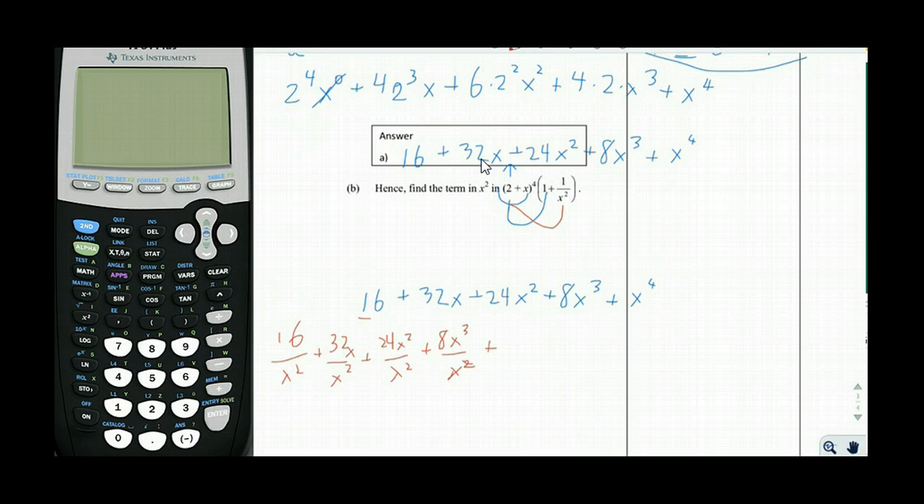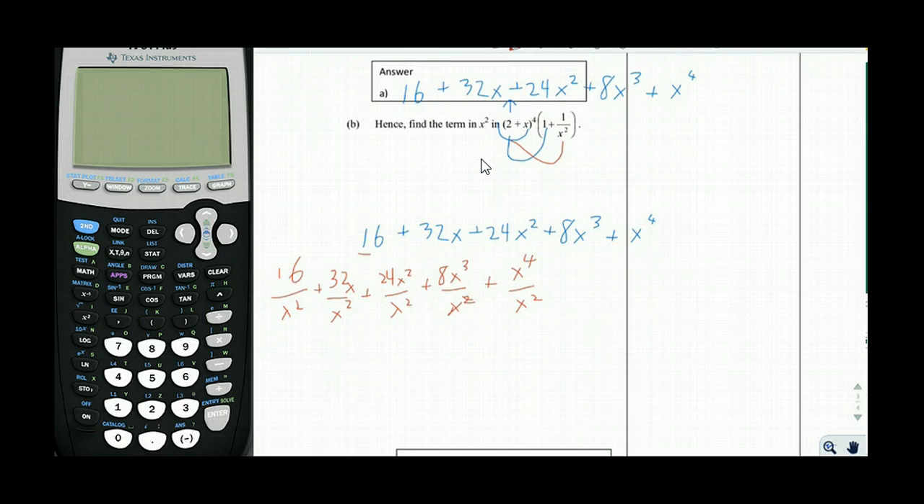And then when I get x to the fourth divided by x squared, I get that. And then I finished, right? And the reason why I put them staggered like this is because if I cancel out terms, like x squared cancels out with x squared, and x cubed cancels out with x squared, I end up with a remaining x to the first. And then if I cancel out x squared with x to the fourth, I get a remaining x squared.